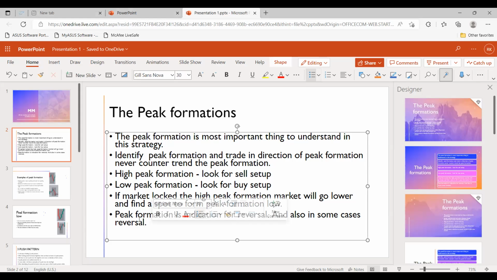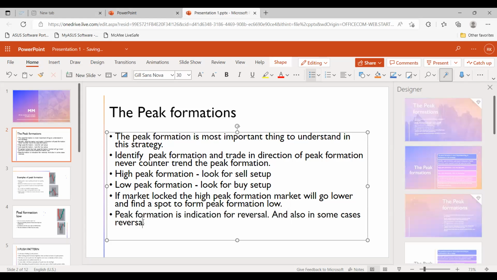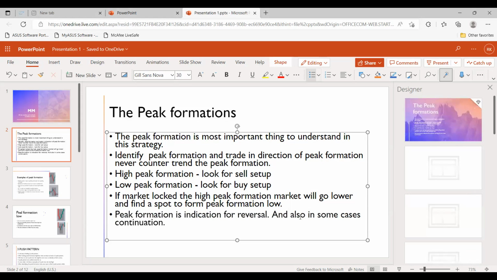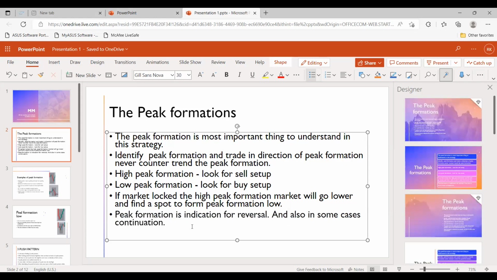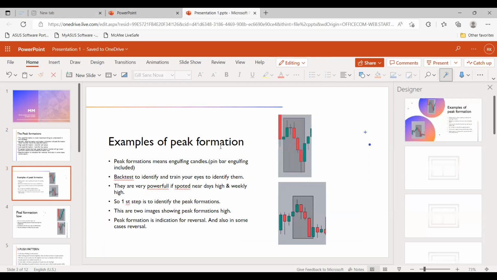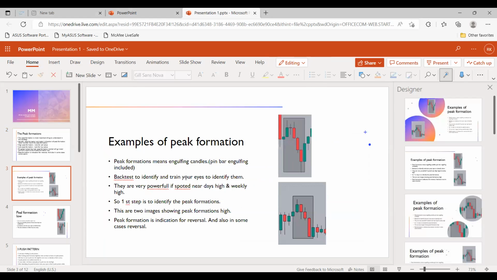Peak formation is an indication for reversal, and also in some cases, here is one mistake. Let me correct it. Continuation. Peak formation is an indication for reversal and also in some cases continuation. I will show you how. First, let's see the examples of peak formation, how they appear and what their patterns are.